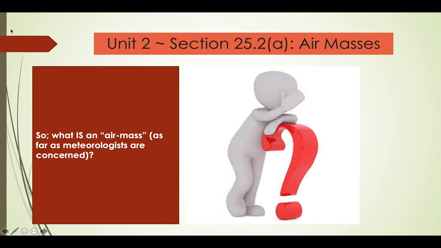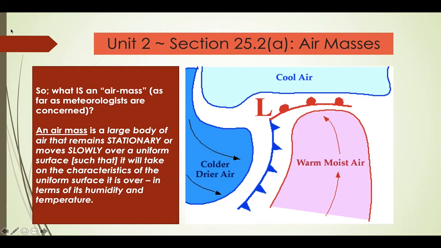So, what is an air mass? From a meteorological standpoint, let me say an air mass is a large body of air that remains stationary or moves slowly over a uniform surface. When it does this, whatever that underlying uniform surface is, the air mass will take on its characteristics in terms of humidity, the amount of water that it can hold, and temperature. So we're putting energy into the system or taking it out depending on what underlying surface it is.